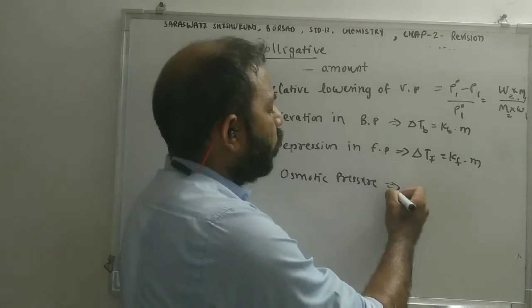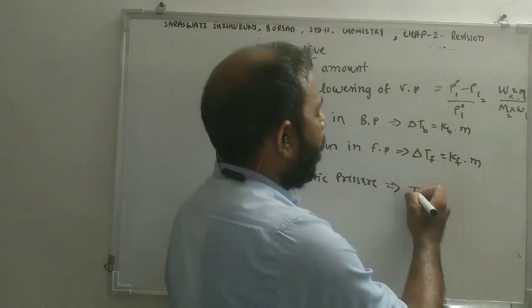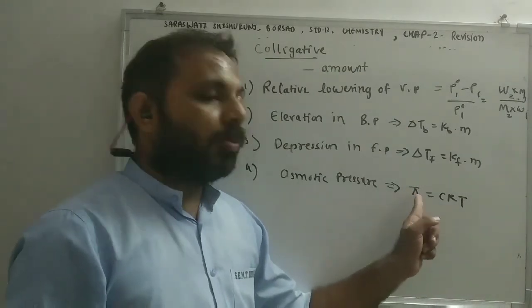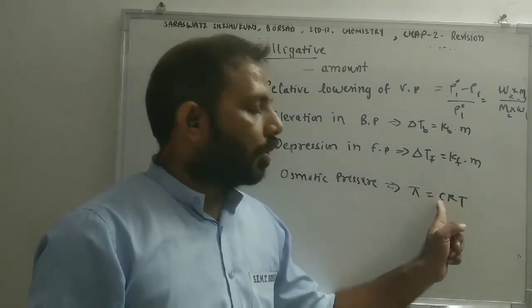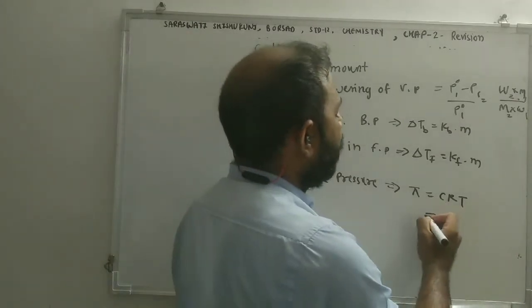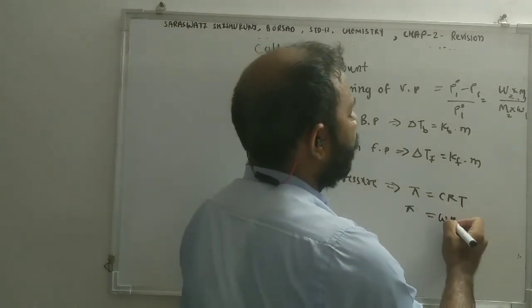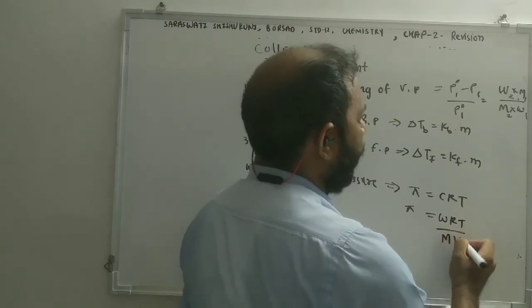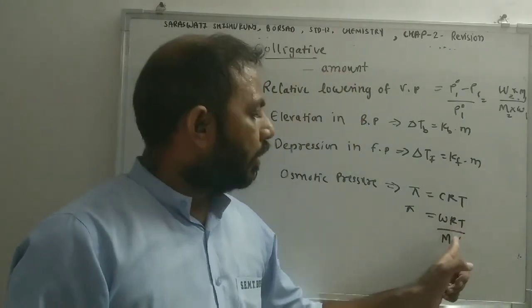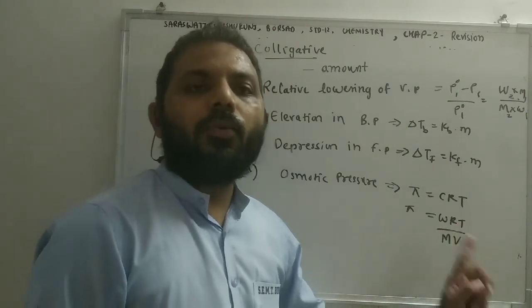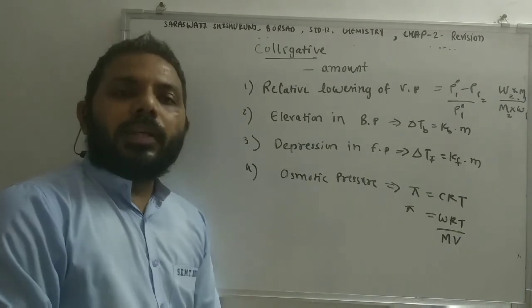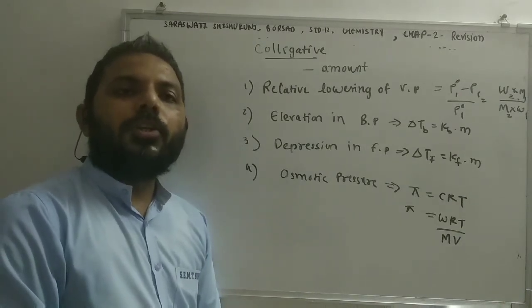Now formula for osmotic pressure is pi is equal to CRT, where pi stands for osmotic pressure, C stands for concentration, R is gas constant, and T is temperature. Another formula is pi is equal to WRT by MV: weight of solute, gas constant, temperature, molecular weight of solute, and volume of solution. Okay. So please remember all these formulas. These formulas are important for numerical purpose.